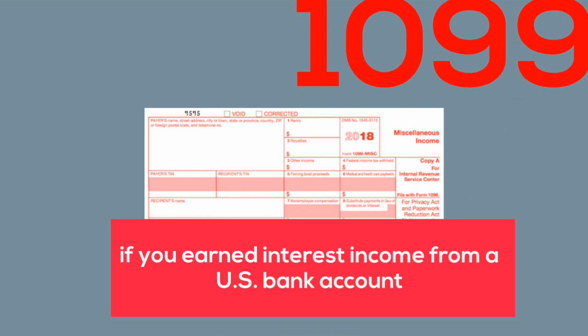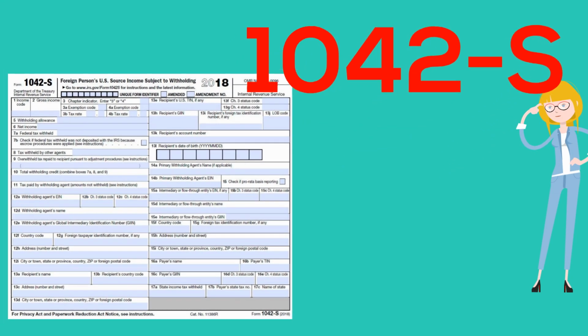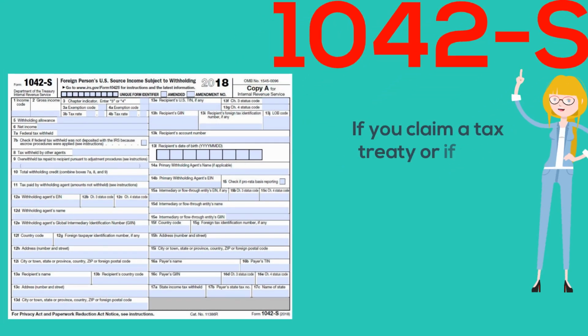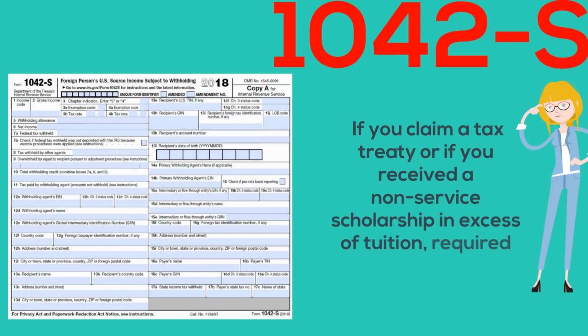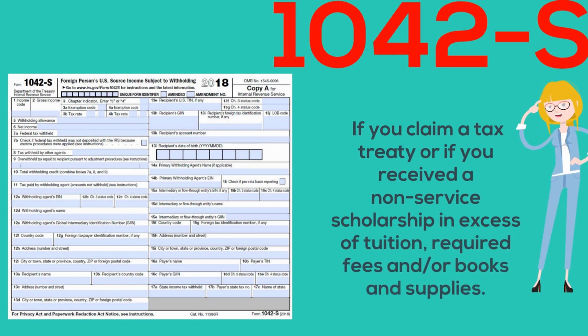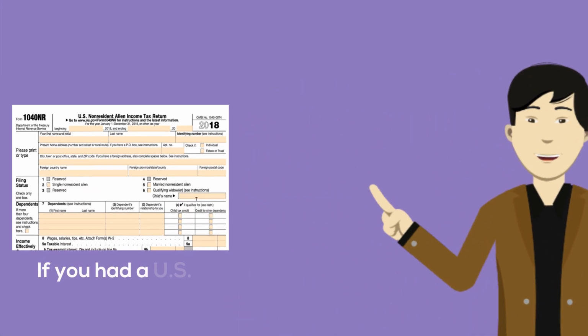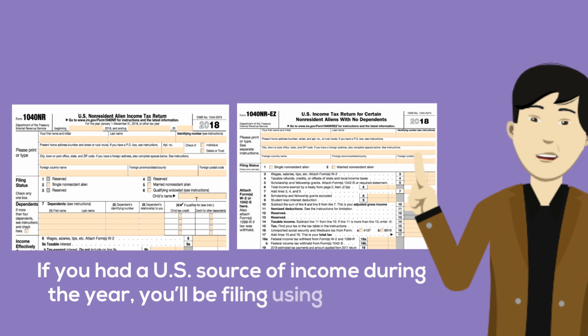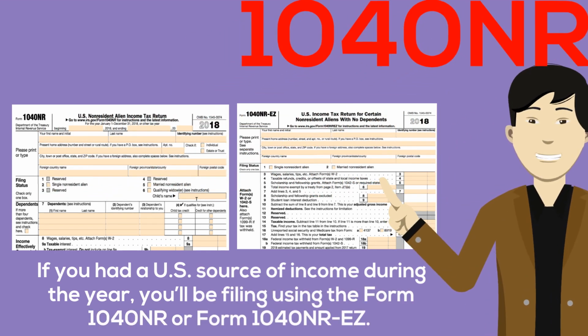bank account. The Form 1042-S, if you claim a tax treaty or if you received a non-service scholarship in excess of tuition, required fees, and/or books and supplies. If you had a U.S. source of income during the year, you'll be filing using the Form 1040-NR or the Form 1040-NR-EZ.